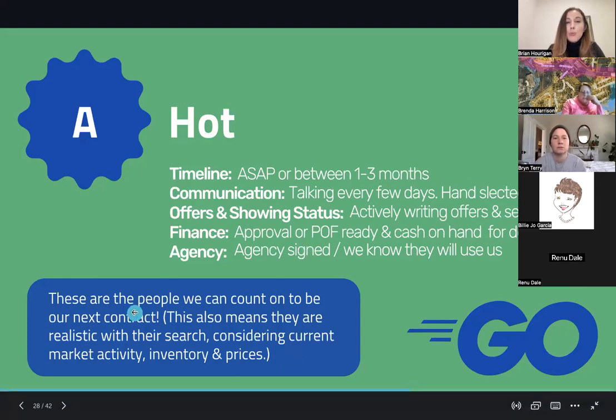And I would like to point out that these are people that have a realistic criteria. They can be hot and heavy and totally ready to buy, but if there's no homes for them, they're not our next contract, are they? Right? Having a realistic expectation and availability and inventory for what they're looking for plays a big role here.